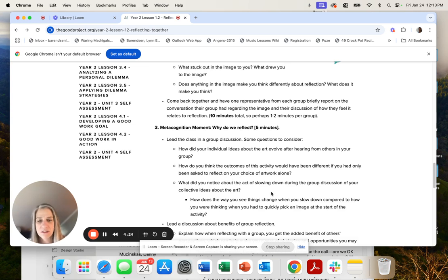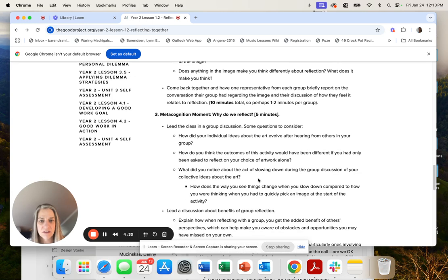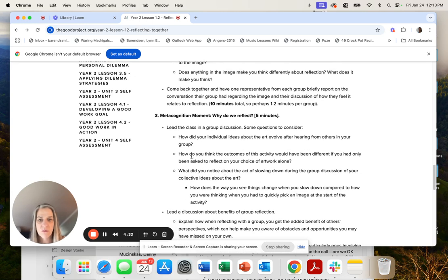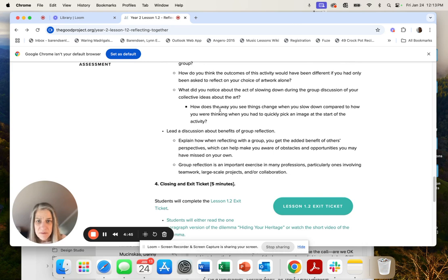What did you notice, for example, about the act of slowing down during the group discussion about the works of art? And how do you think the outcomes of this activity would have been different if you'd only been asked to reflect on your own choice of artwork alone? So, asking them to differentiate between individual reflection and group reflection. There are a lot of suggested questions here. We certainly encourage you to start there, but use your own as well.